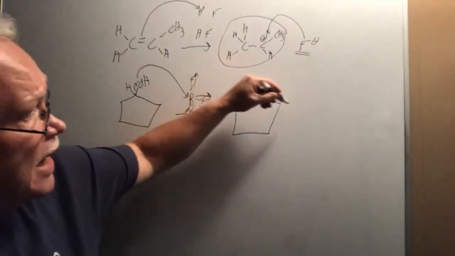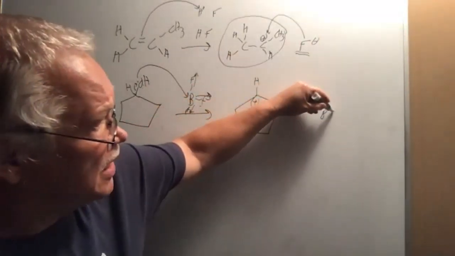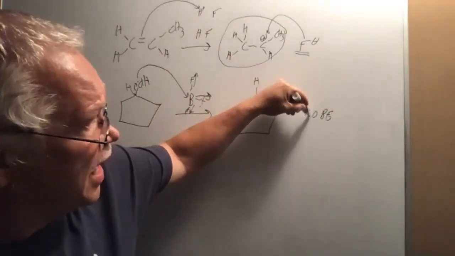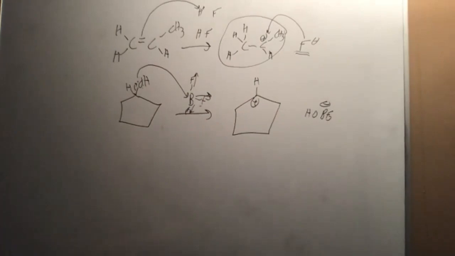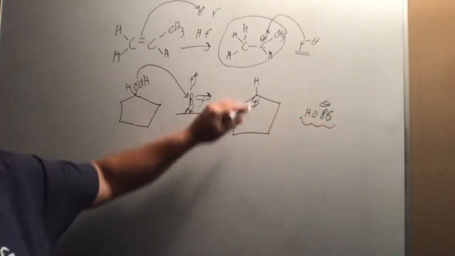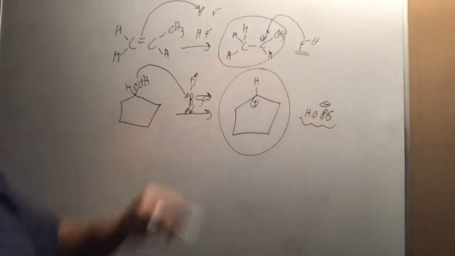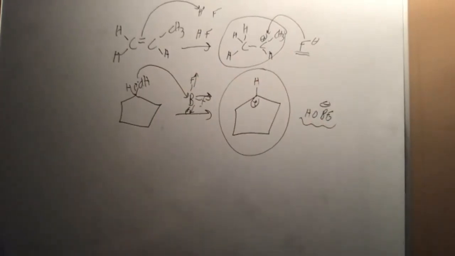This carbocation and this BF3OH negative ion. Okay, we don't really care about this. Notice what we formed, a carbocation. So there are 3 ways to form a carbocation.